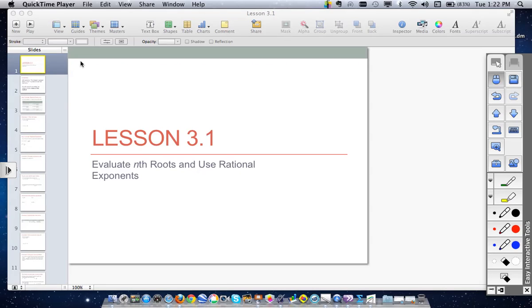Discussing how to evaluate nth roots and using rational exponents. So the first thing we want to do is look at some vocabulary.